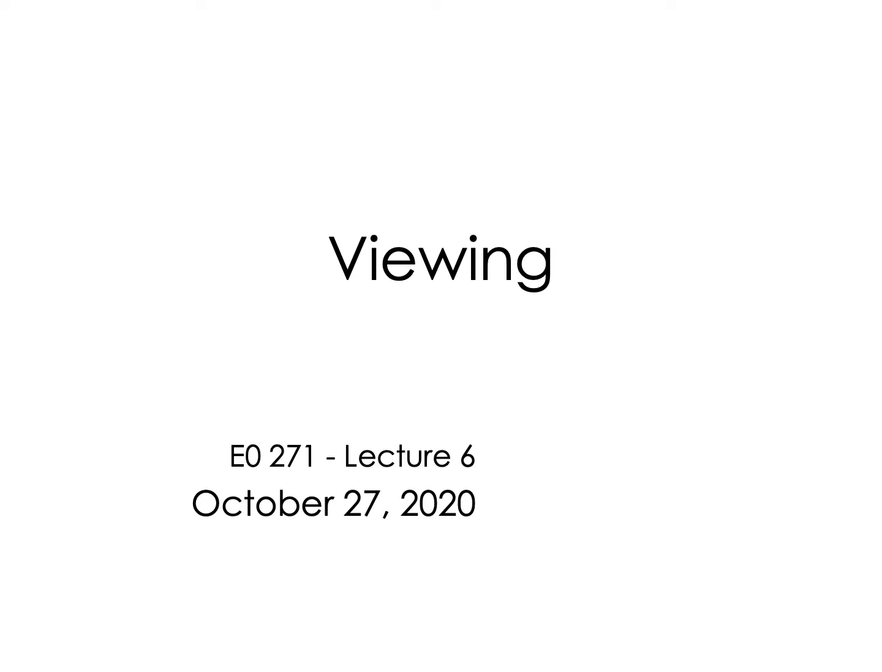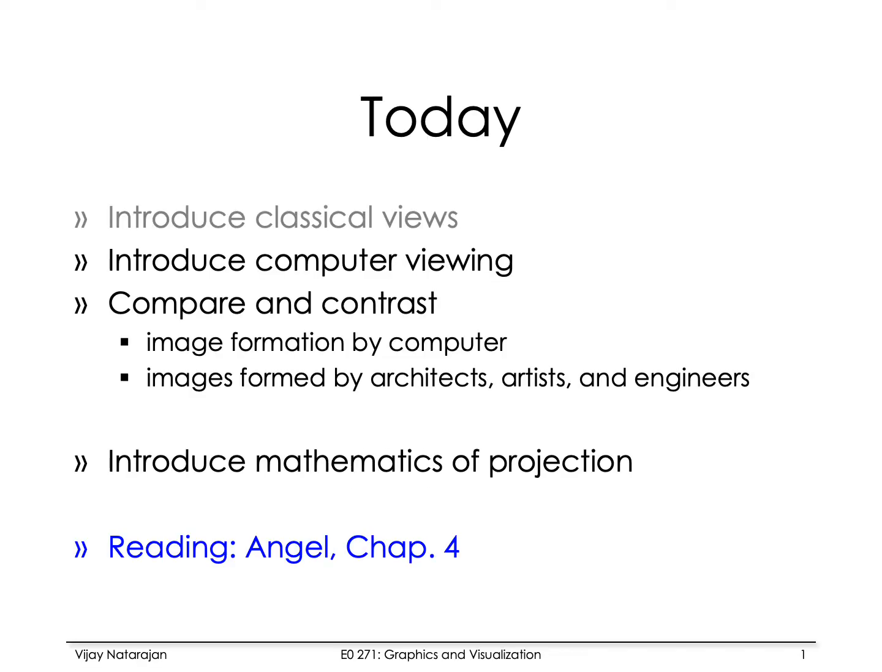So in this lecture, we're going to talk about positioning the camera in the scene. Specifically, we will talk about two different kinds of viewing: classical viewing, which is what you may have done in your engineering graphics. I'm going to have slides for this. I may not be able to cover that in the lecture, but I will ask you to go through these slides as additional material. What I am going to talk about is computer viewing.